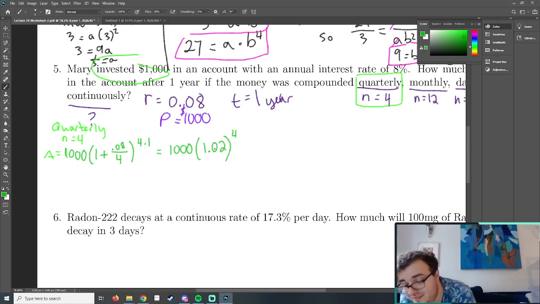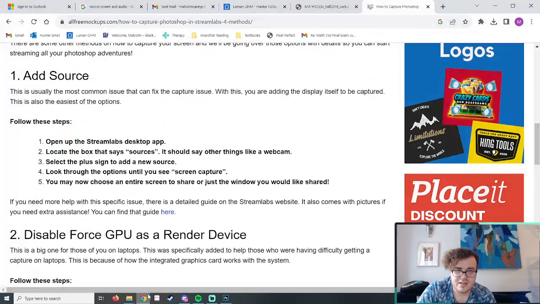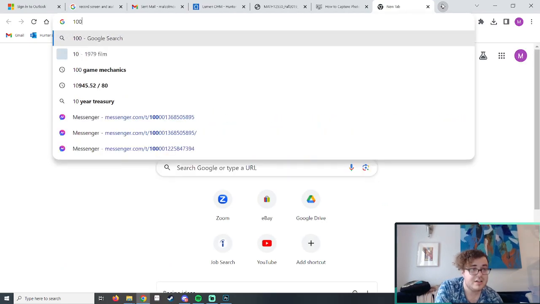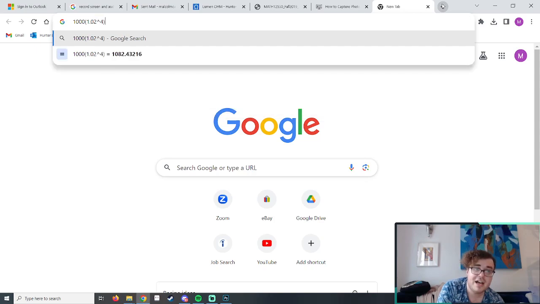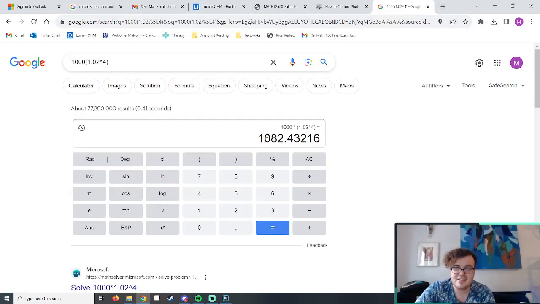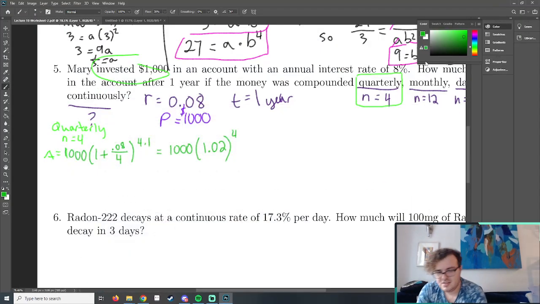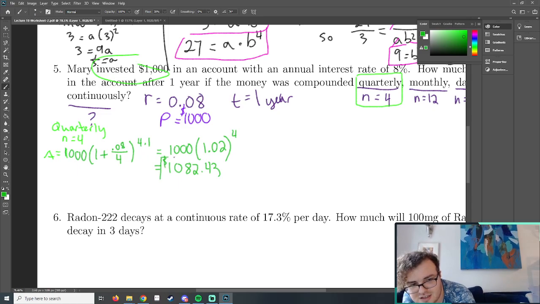So at this point, it's very easy to just take a calculator and calculate what this is. I just pull up Google and I go 1,000 times 1.02 to the 4th power. It tells me that that is $1,082.43 approximately. It's a money problem, so we can round to the nearest cent. So $1,082.43. I'll put my little dollar sign there. Remember to include your units. So this is the quarterly scenario.